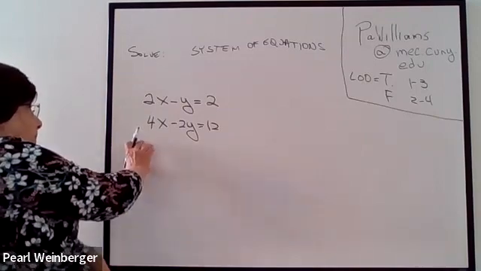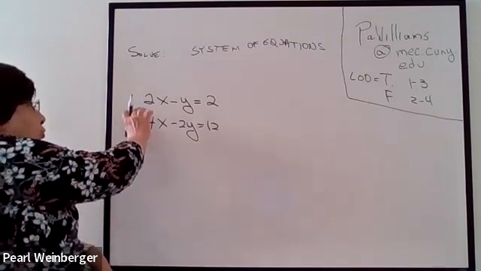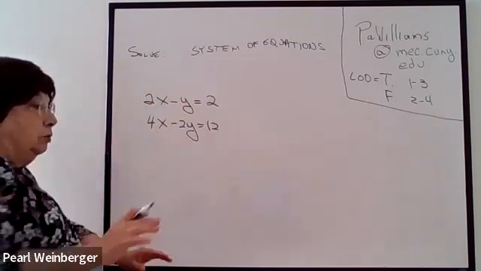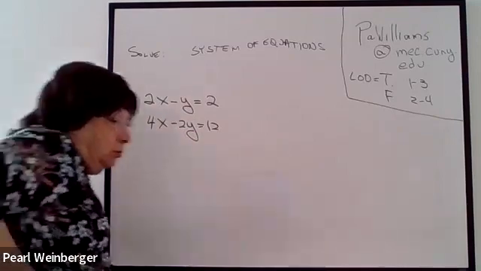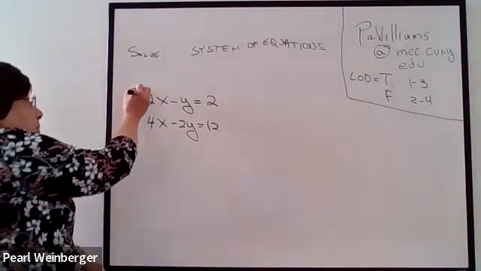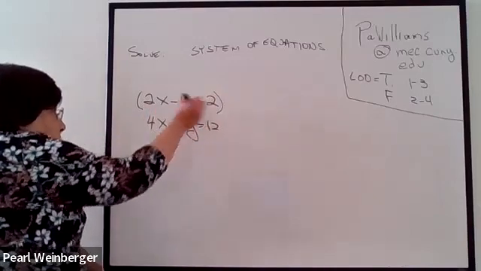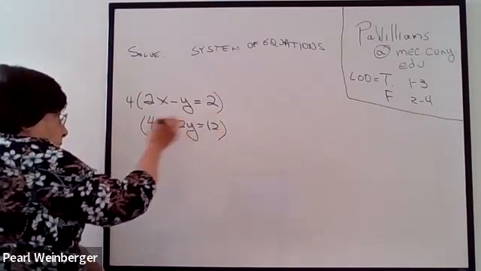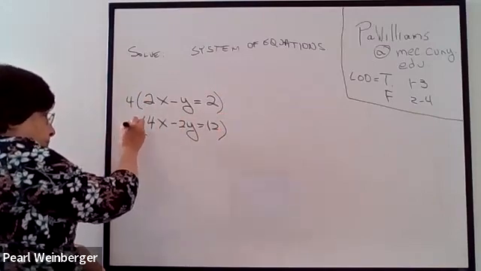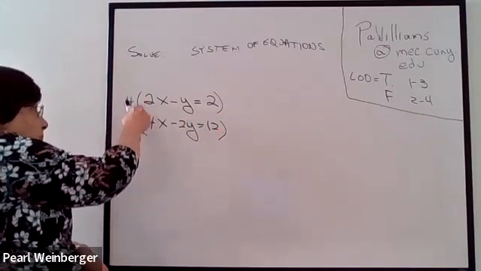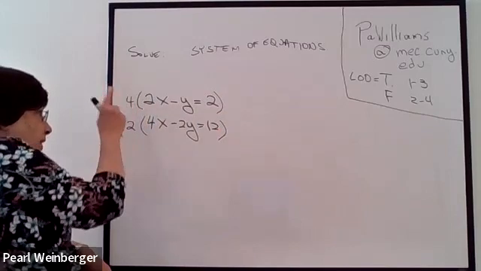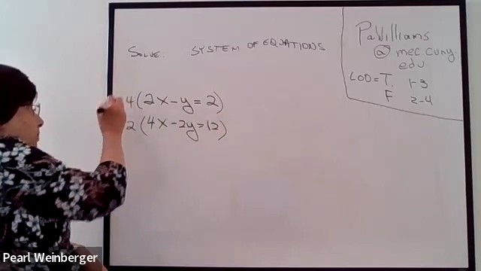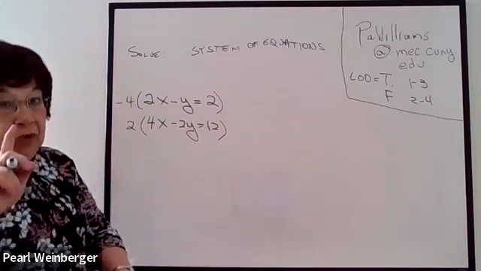So you could multiply the top equation by 2 and leave the second equation alone, but I'm going to use my standard method. I'm going to multiply the top equation by the 4 and the bottom equation by the 2. But since both of these are positive, when they have the same sign, I have to make sure to use a negative sign with one of them. Not with both of them, but with one of them.